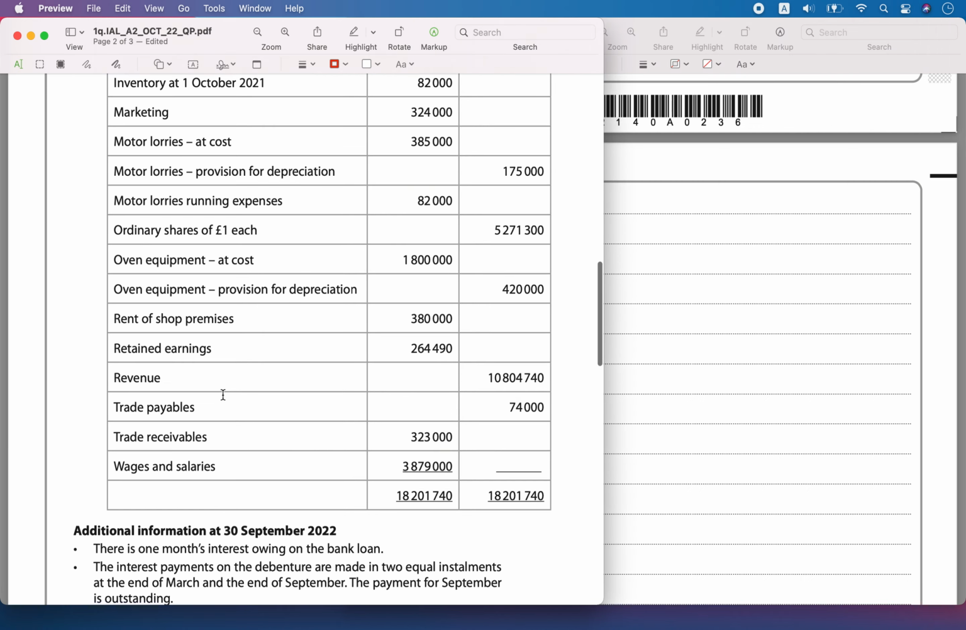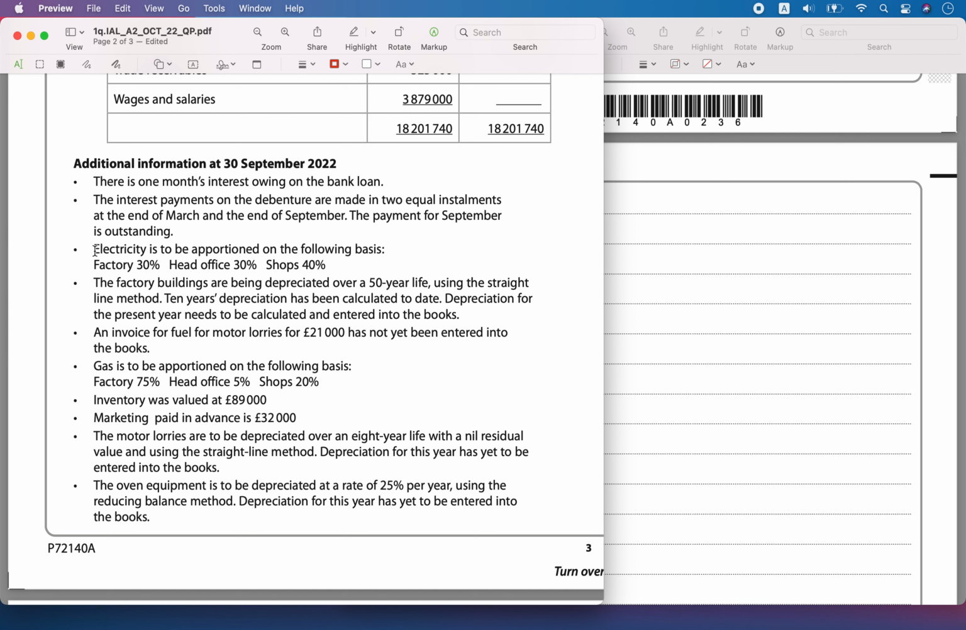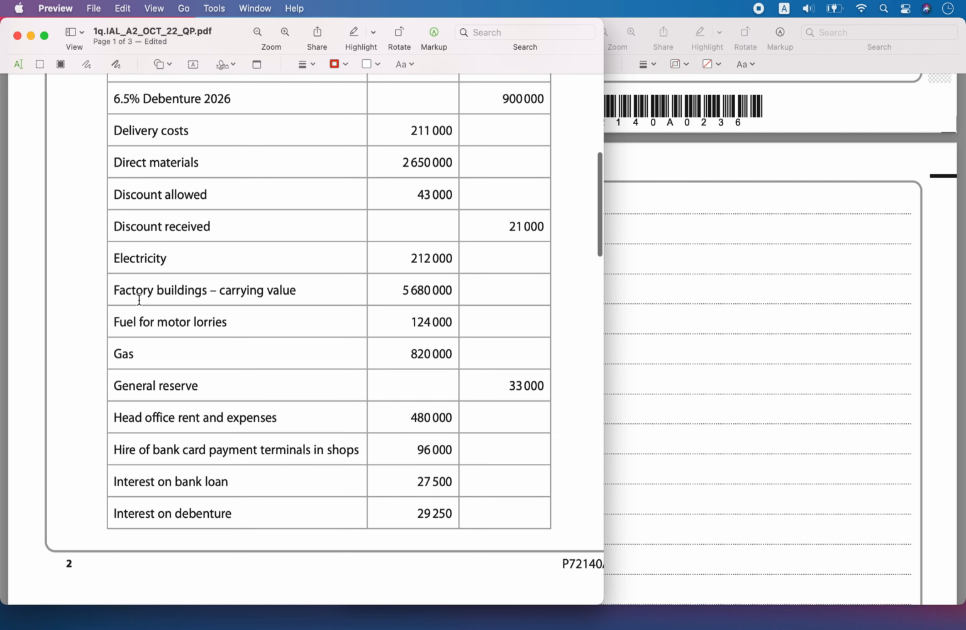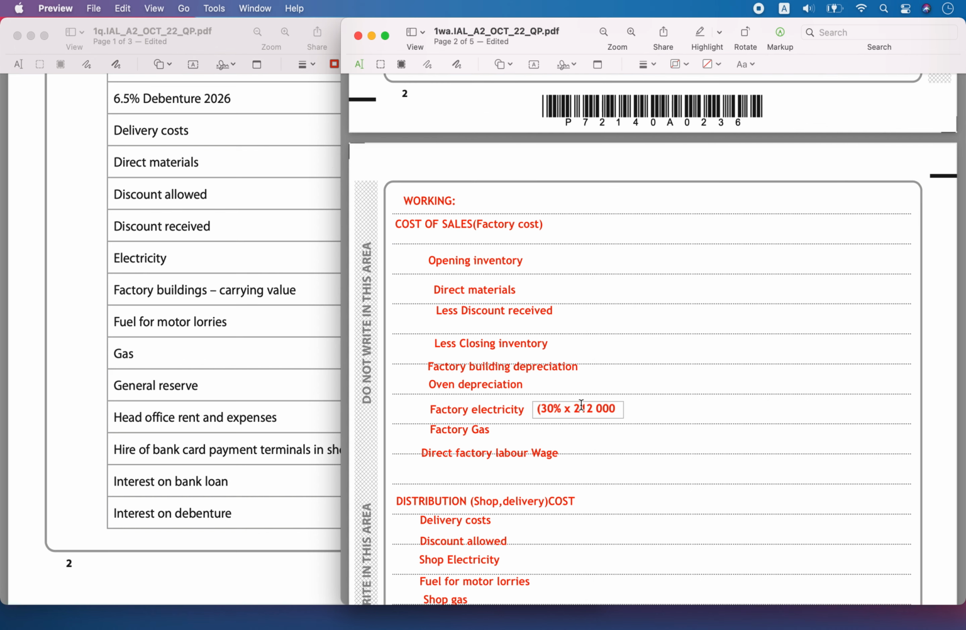The next one is the cost. Then what is the additional information we have here? Electricity is to be apportioned. So for the factory, it is 30% of the amount given for electricity. Let's calculate the electricity for the factory. The amount given for electricity is 212,000. So 30% of 212,000 is 63,600.